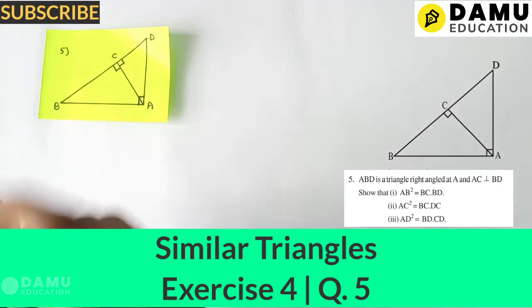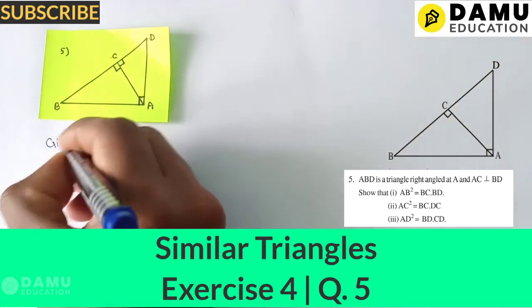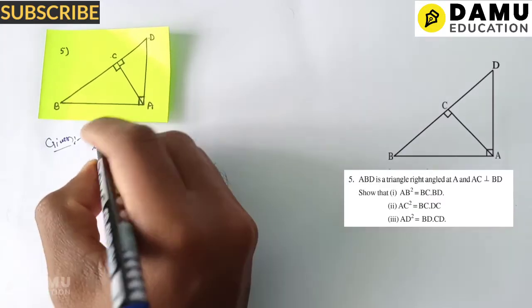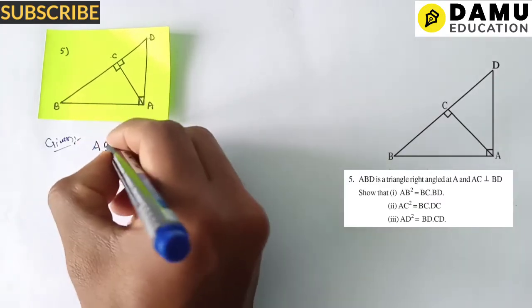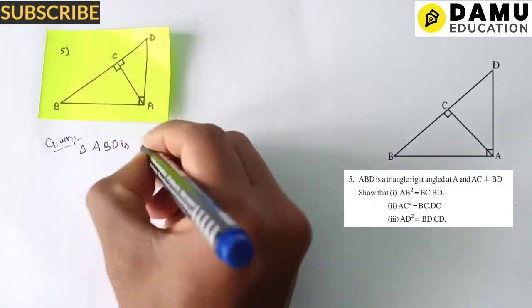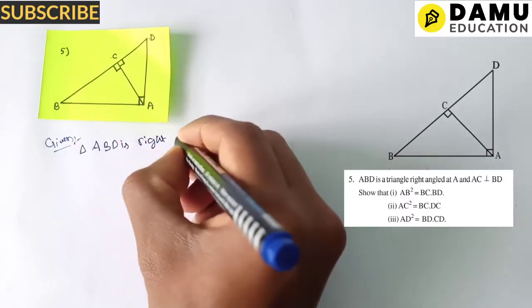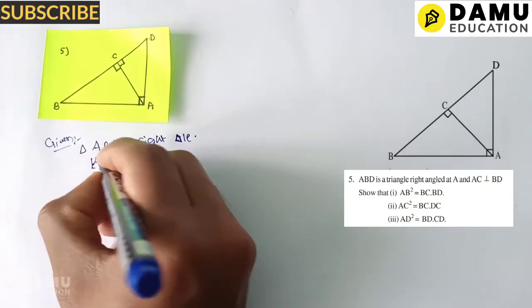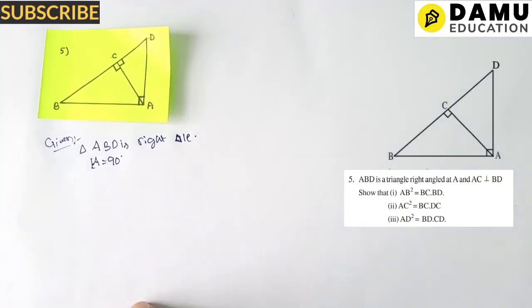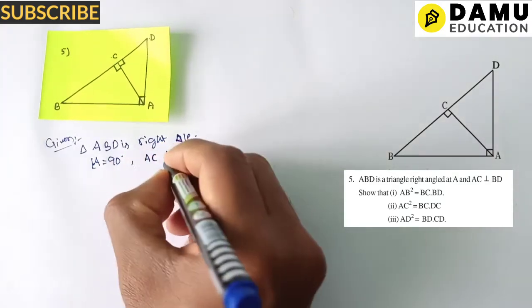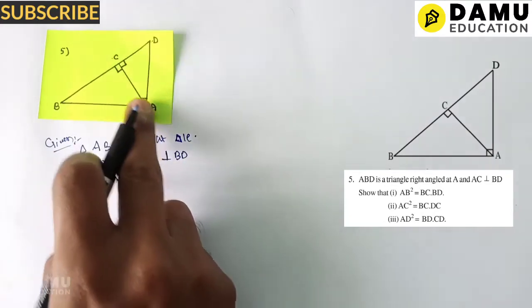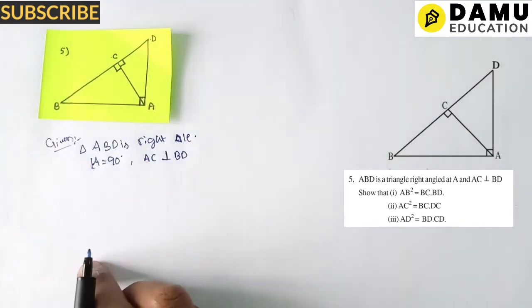So what are the given conditions? Let's write it first. Given that triangle ABD is a right triangle, and angle A is equal to 90 degrees, and AC is perpendicular to BD. That means AC is making 90 degrees with BD.